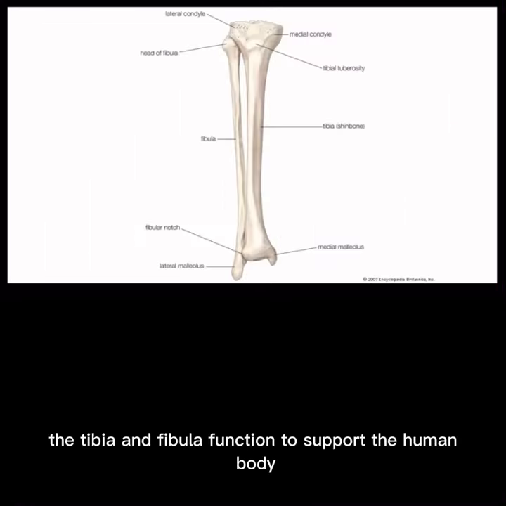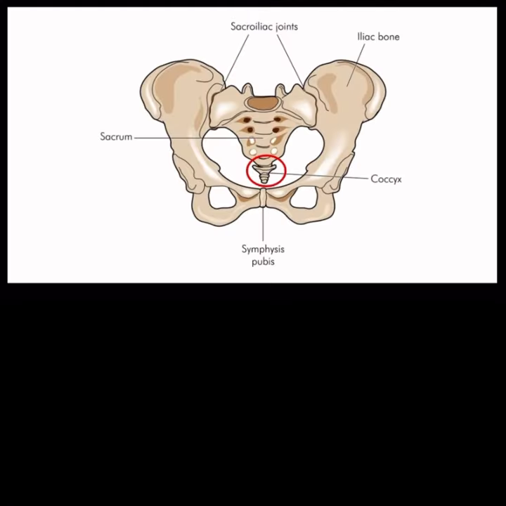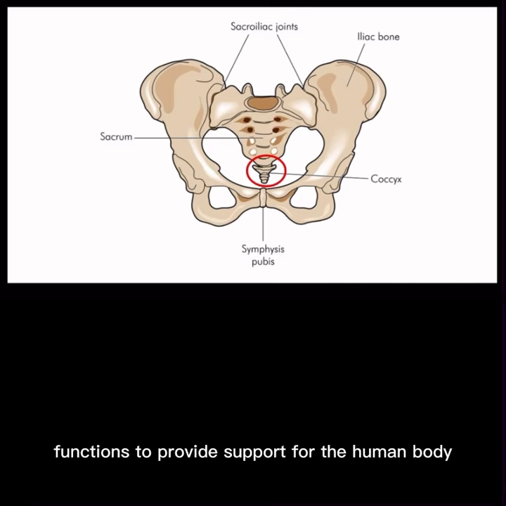The tibia and fibula function to support the human body when we stand or move. The coccyx, also known as our tailbone, functions to provide support for the human body whenever a person is in a seated position.